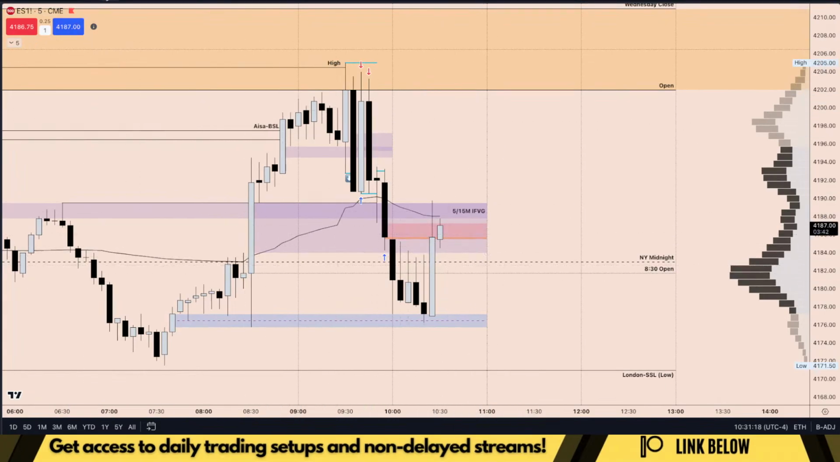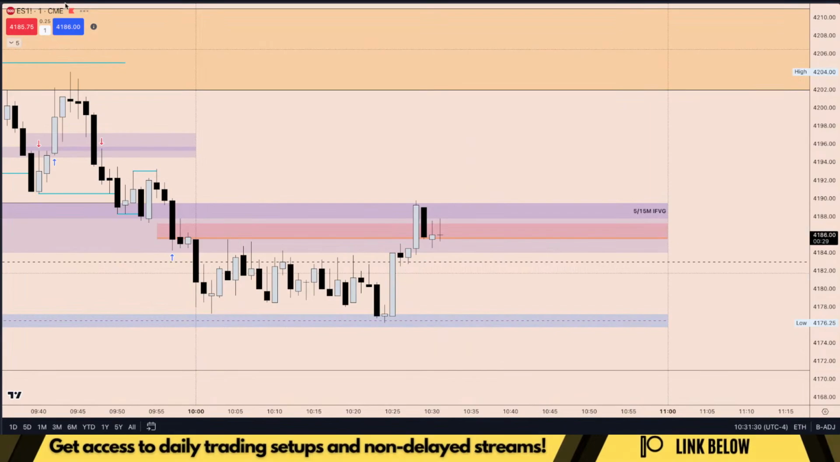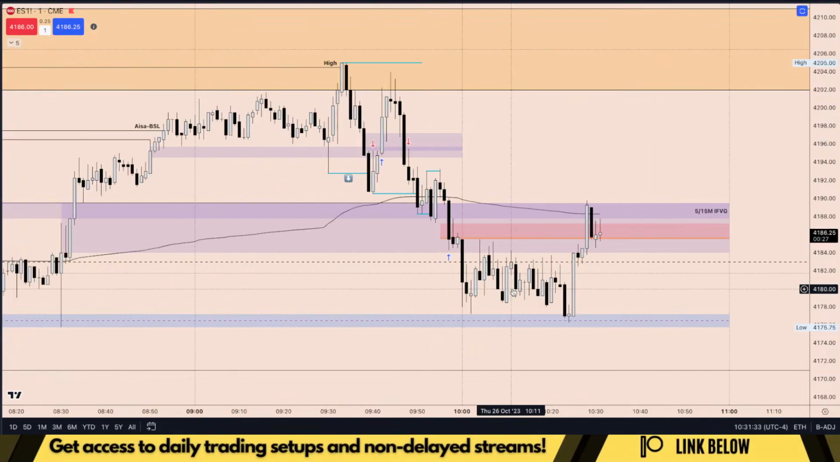New 5-minute candle. Let's watch the 15. So we're inside this 15-minute bearish fair value gap, overlapping with that 830 inversion fair value gap. So continuation shorts really have the upper hand in my opinion, at least right now.